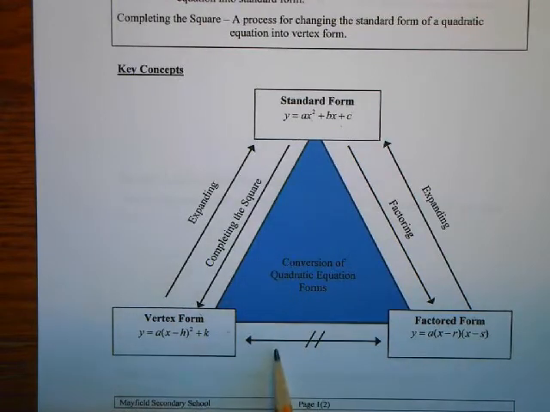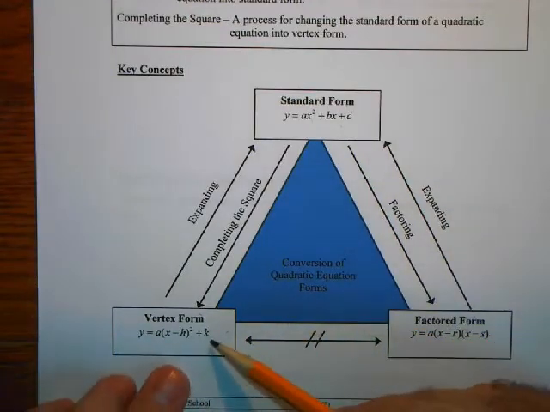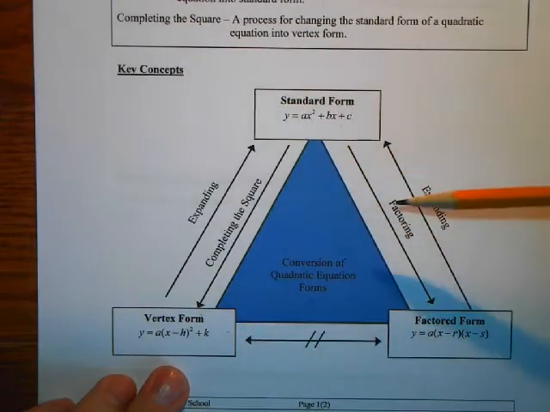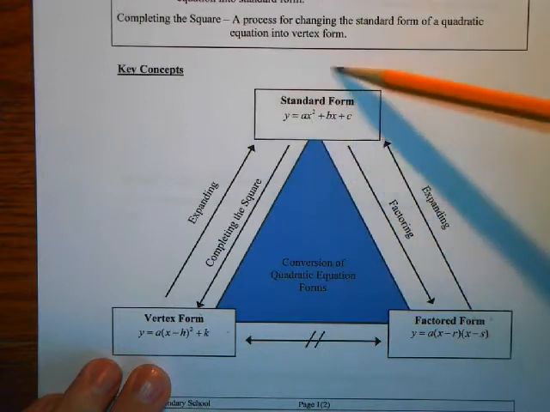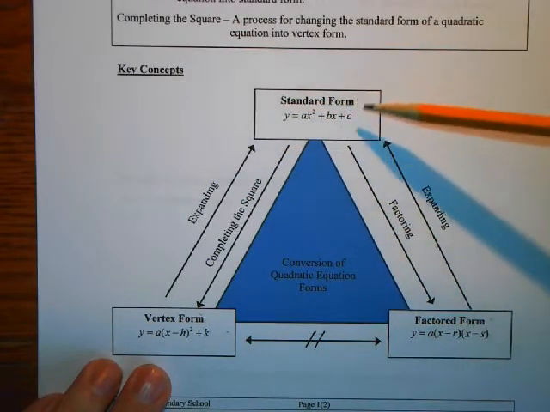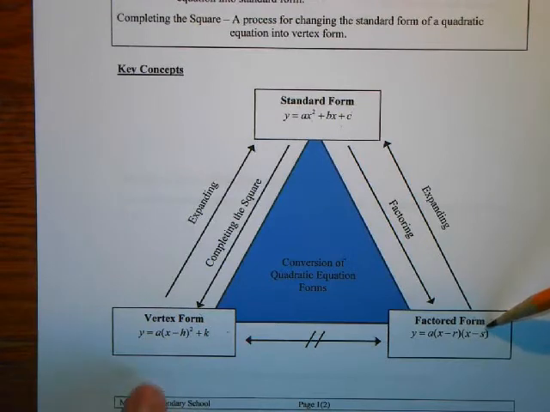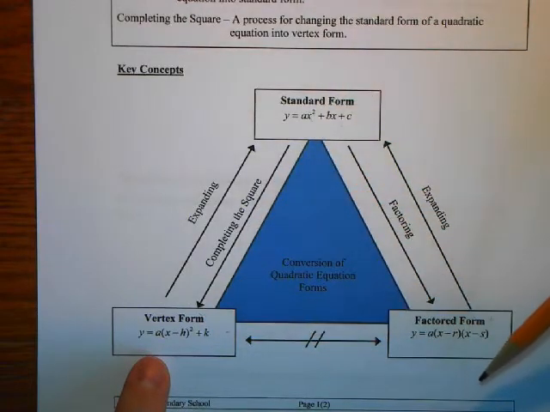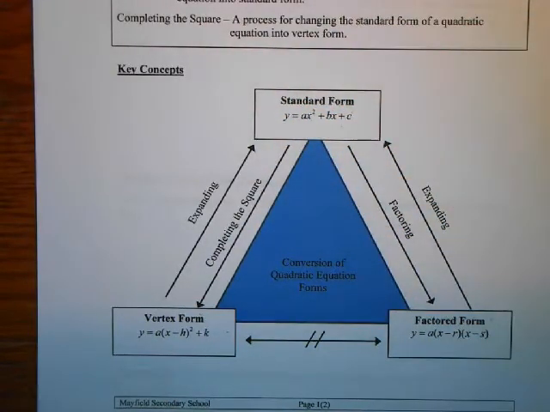Now you can see down at the bottom here, I've got this arrow between vertex and factored with this double line across. That's basically saying there's no direct way to get one of these forms from the other. So there's no process. So does that mean we can't do it? No, it just means we have to do it in 2 steps. For example, if I'm given vertex form and I want factored form, I first have to create standard form by expanding, and then once I have standard form, I factor to get factored form. If I want to go the other direction, if we're given factored form and we want vertex form, well, first we're going to expand to get standard form, and then we're going to complete the square to get vertex form. So standard form is always kind of the intermediate form that we can use to get the other 2 forms.